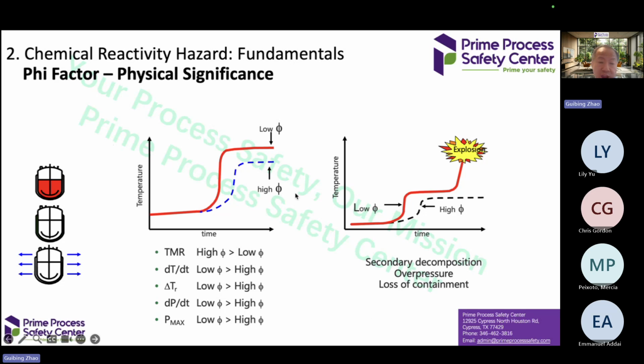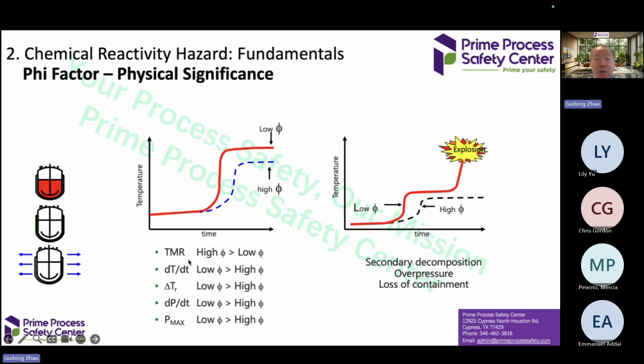This tells us how the phi factor impacts the reaction parameters. For example, time to maximum rate (TMR) is basically the time we have when a runaway reaction happens, how much time you have to handle it and control the reaction. If TMR is very small, you barely have time to handle the reaction. That means an incident can easily occur.